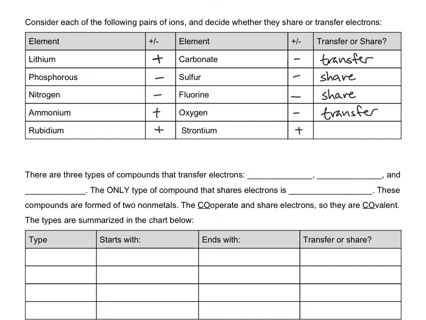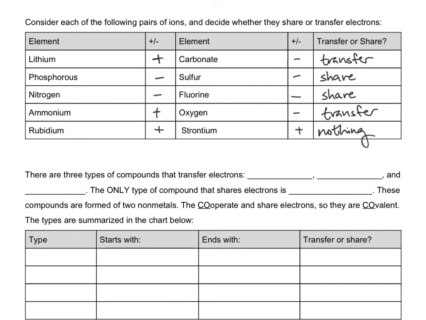And lastly, this one's a little bit tricky. There's rubidium and strontium. They're both positives. They're both trying to get rid of electrons. So what's going to happen? Nothing. They are not going to bond. They can't, because there's nowhere for those electrons to go.